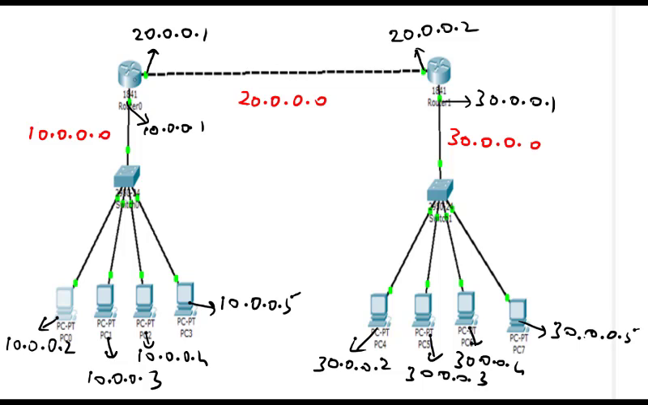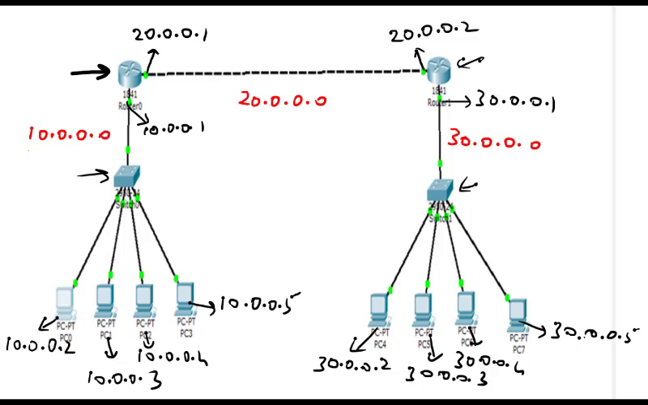In this case we are using two routers. This is one router, this is another router, and we are connecting these two routers, and at one end we have a switch. Through the switch we are connecting 4 PCs. In the same way we are doing the same thing at the other end.